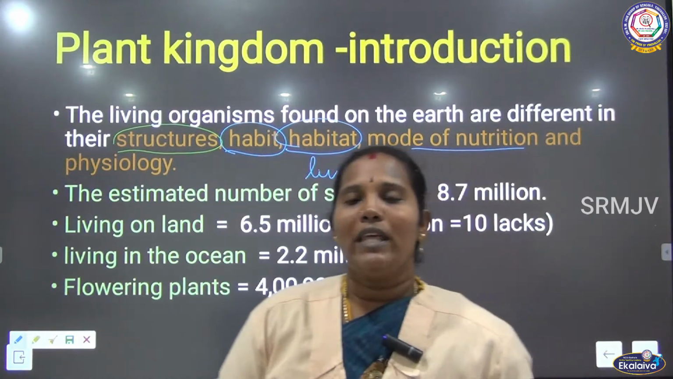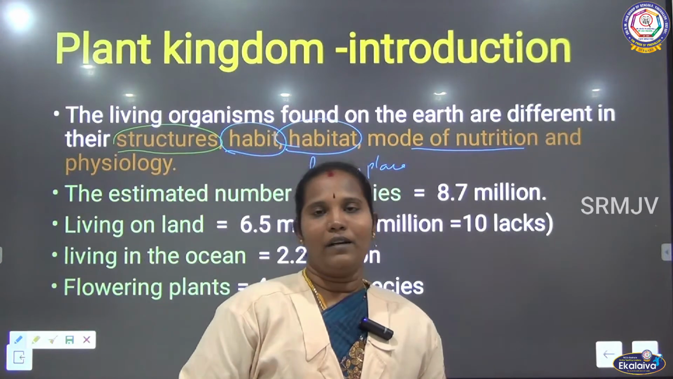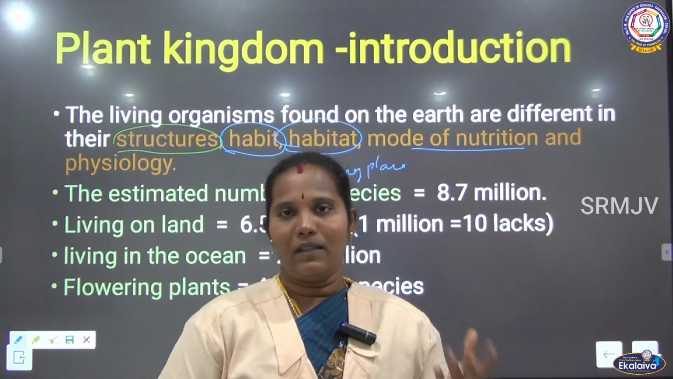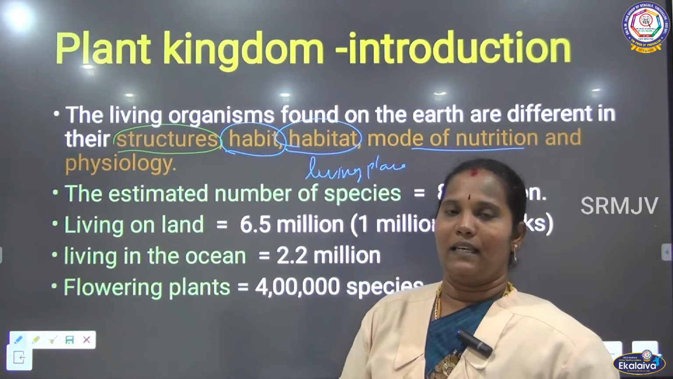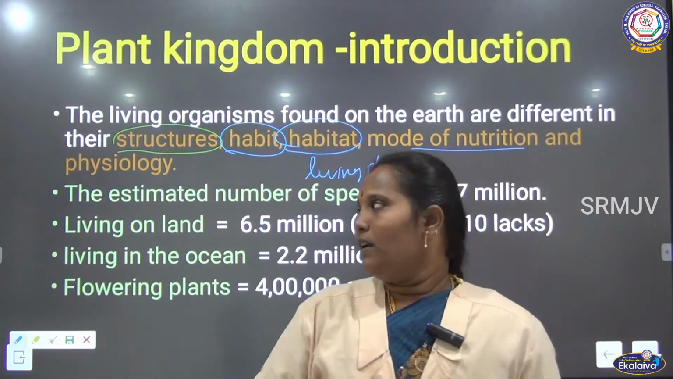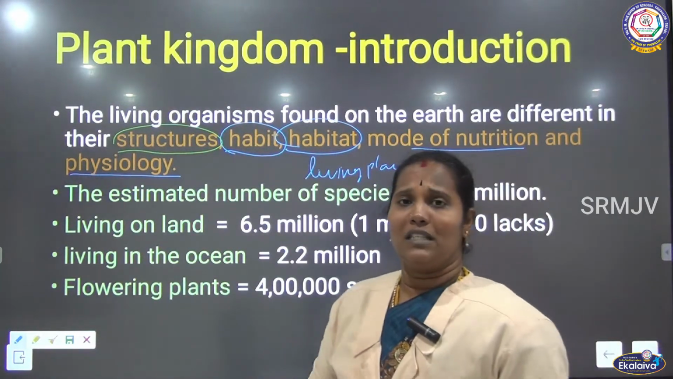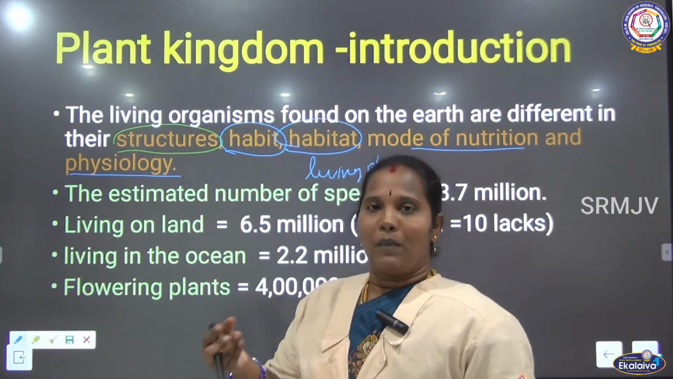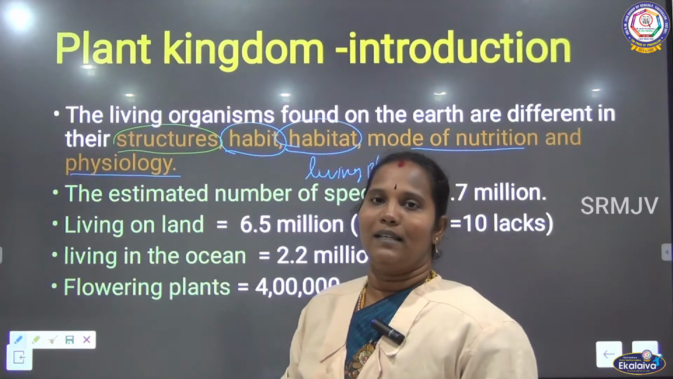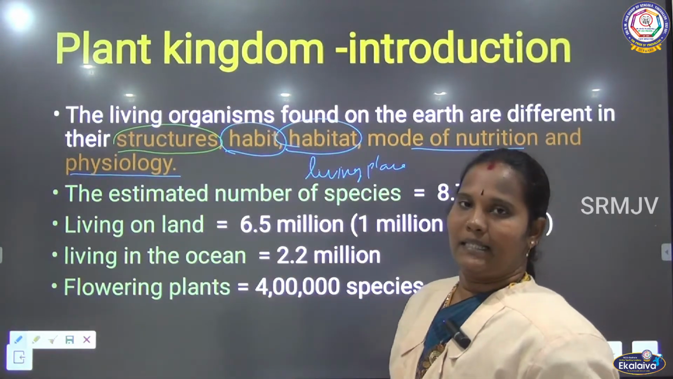Next one, mode of nutrition. Nutrition means how they get their food. We can say there are many different types of nutrition. Saprophytic, and they can absorb nutrition from other plants. Like that many nutritions are there. Some are autotrophs, some others are heterotrophs. And then next one is the physiology. Physiological characters mean how they do the photosynthesis process, how they absorb water and minerals, like this many physiological processes happen in the plants. So based on these characters we can categorize the plants.